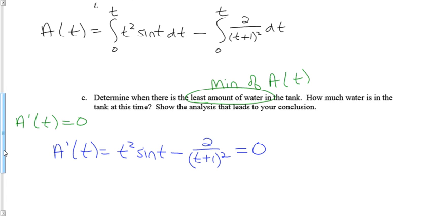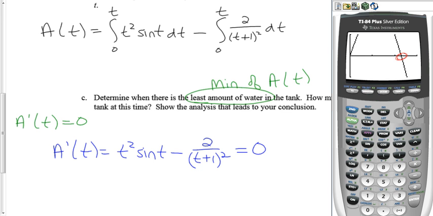So I'm going to go back to my calculator. I'm going to go to my y equals, and I'm going to put in this new expression for A prime. So I have x squared sine of x minus 2 divided by (x plus 1) squared. I still have a dot on my calculator, sorry, and it won't go away. Okay. So I think that I've got the expression in my calculator. Let's check my window. Again, I'm going from 0 to 3, so that's perfect.